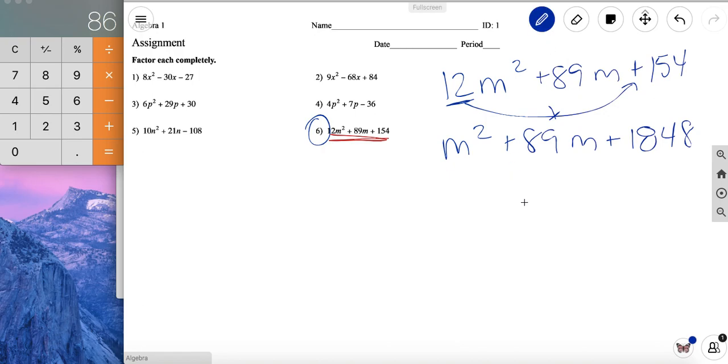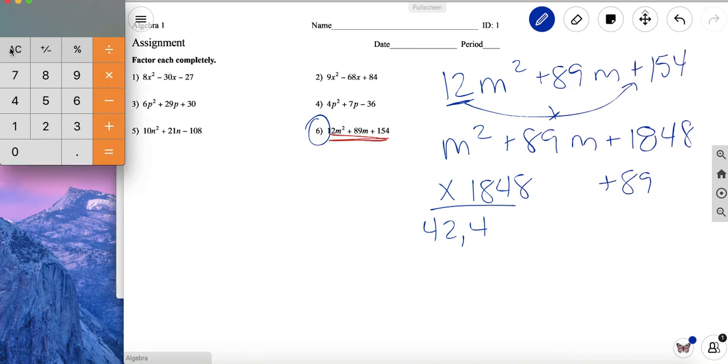Okay. I was trying to look for two numbers that multiply to get me 1848, but add to get me 89, and that was not it. I said 42 and 44, and that does not add to give me 89. You guys all should have screamed at me. That does not add to give me 89, but I'm close. So let's try 46. Nope.